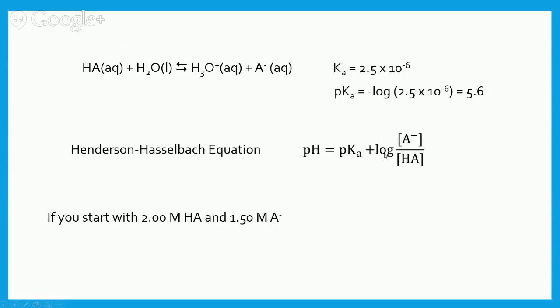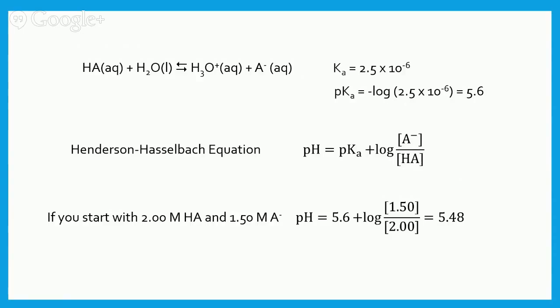Now you just add the log of the base acid ratio, your conjugate base to acid ratio. All right, so if you start with 2 molar of your weak acid and 1.5 molar of this conjugate base, that initial pH of that buffer solution, plugging these numbers into your Henderson-Hasselbalch equation, is going to be about 5.48.